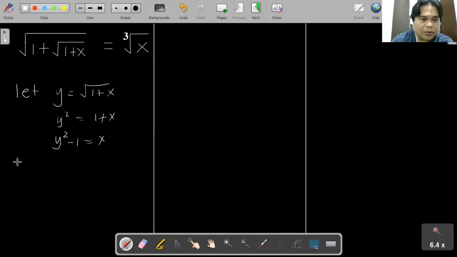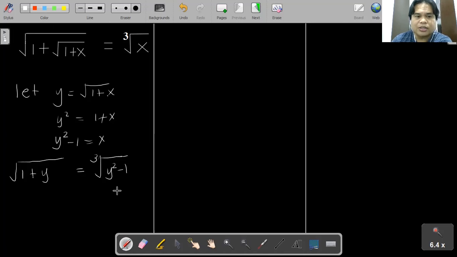Okay, so this time I can now write the entire equation in its simpler form. 1 plus, instead of the square root of 1 plus x, that just becomes y, is equal to the cube root of, instead of x, you can now express x as y squared minus 1. The reason we did that is so that we will have a consistent variable, which is just y.